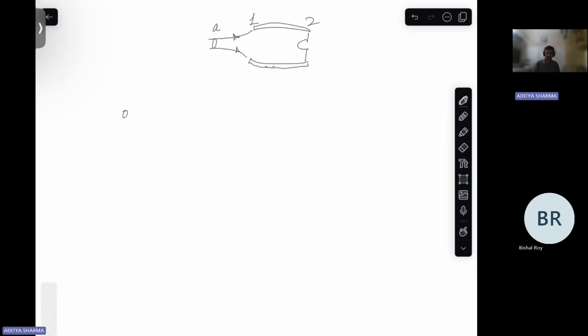Then is your next diagram. That is for your low speed and high mass flow.